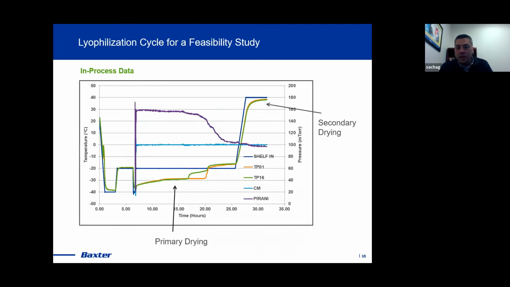So this is an example of in-process data. What I'm wanting to show you here is the main portion of this is primary drying. And we can determine when primary drying is done by a couple of reasons. Again, that's a whole different lecture. We could look at product temperature. We could also look at reduction of pressure towards the end of primary drying.